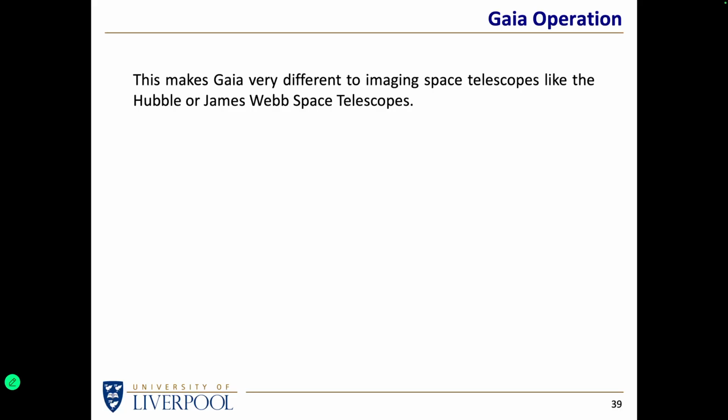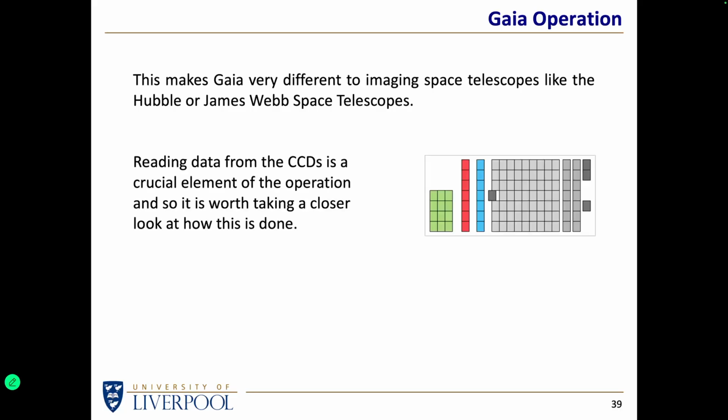So it's very different to Hubble or James Webb. And it's the way data is read from the CCD that is a crucial element of how it operates and how it gets its precision. Remember, charge-coupled devices, they get that name because light hits the detector, creates electric charge, and then that electric charge is read out as a digital signal, and that number then tells you how much light arrived at each pixel on the detector.